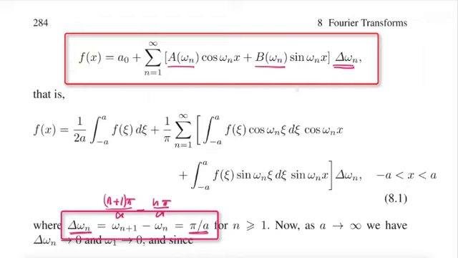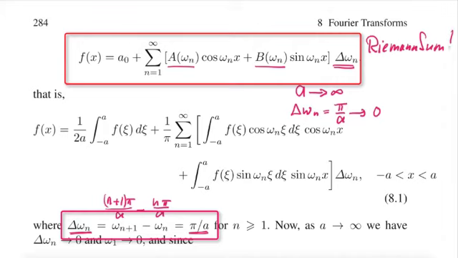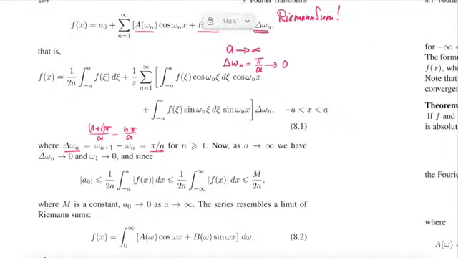And now I can let a go to infinity, because this means delta omega n, which is pi divided by a, goes to what? 0. And so we have a Riemann sum. Remember, somewhere in calculus we talked about Riemann sums. So this is a Riemann sum. So it has a limit, and then the sum becomes an integral, and that's that.